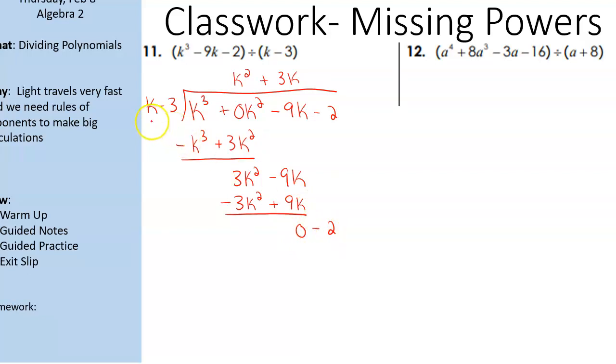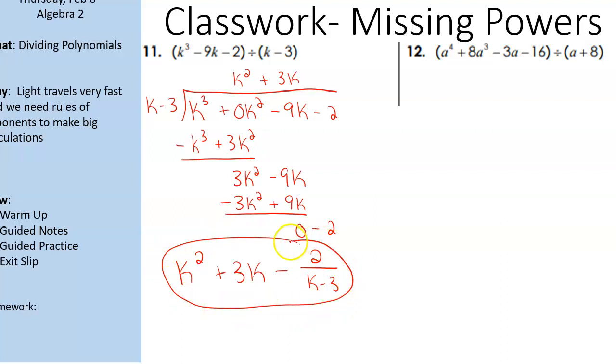Now, can k times anything give you 2? No. Like negative 2 divided by k is just like negative 2 over k. So that's my remainder. So I'm going to write the final answer as k squared plus 3k minus 2 over my divisor of k minus 3. And that's my answer, and that's how I'm writing it.